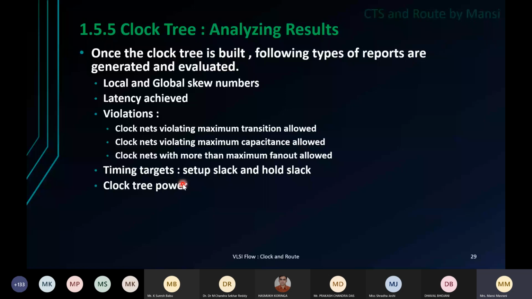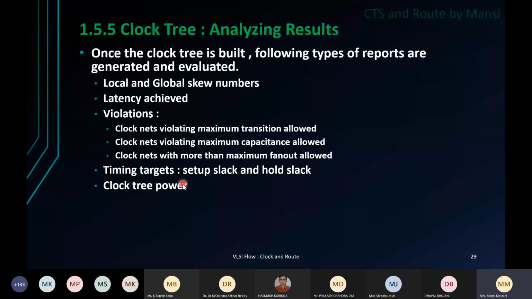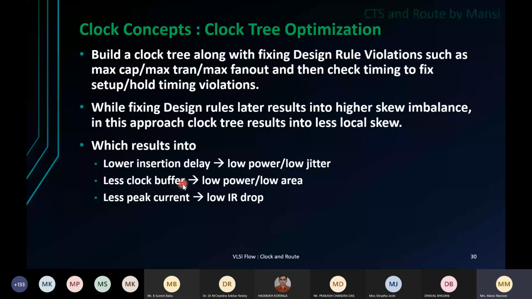Let's talk about clock tree optimization. My clock tree was built properly, but then I saw that these are all violating. Maximum transition is violating, skew numbers are not met, setup and hold is violating. So next time when we restart our clock tree synthesis, we want to keep in mind that the optimizations which happen are really strict. For that, there is a concept called clock tree optimization.